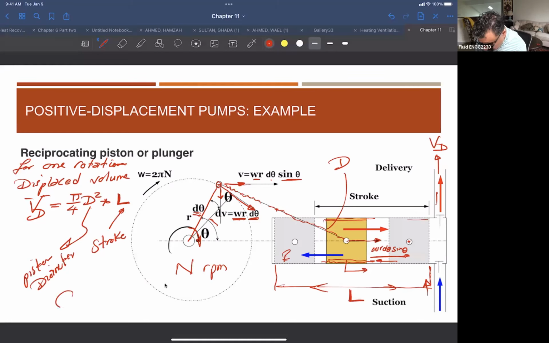Okay, what will be the design or the displaced volume flow rate for N RPM? So if you assume constant velocity of the piston, what will be the volume flow rate? Q or Q naught? I think we just say Q here in fluid mechanics. Yeah, Q here is what?